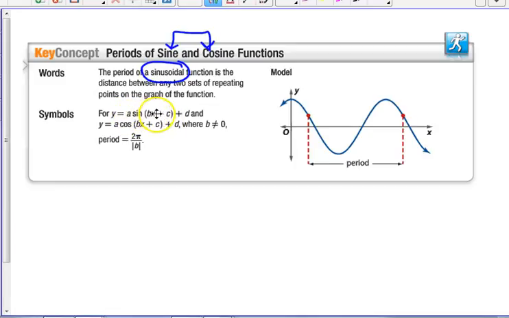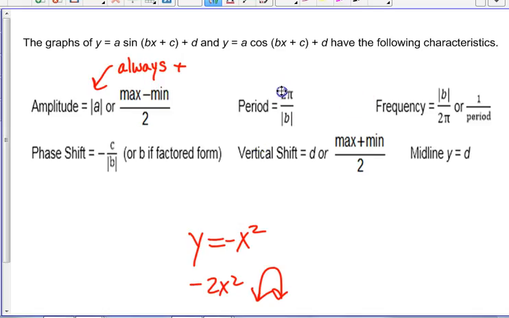Anyway, it doesn't matter if it's factored or unfactored, the period is going to be 2 pi over b, as long as it's a sine or cosine. If it's a tangent, it's different. So period is 2 pi over b. It's a reciprocal relationship, okay? The bigger the b value, the shorter the period.